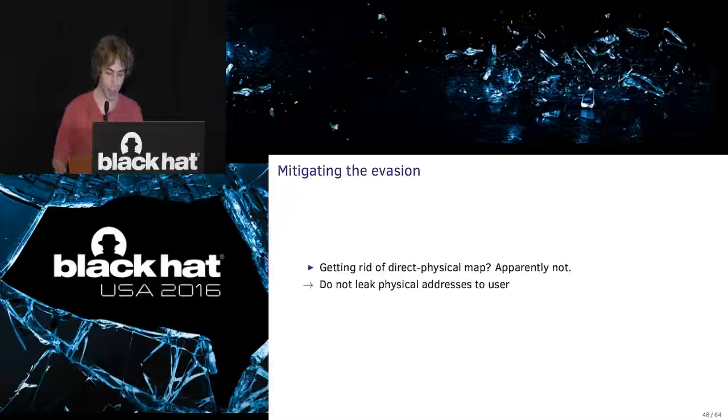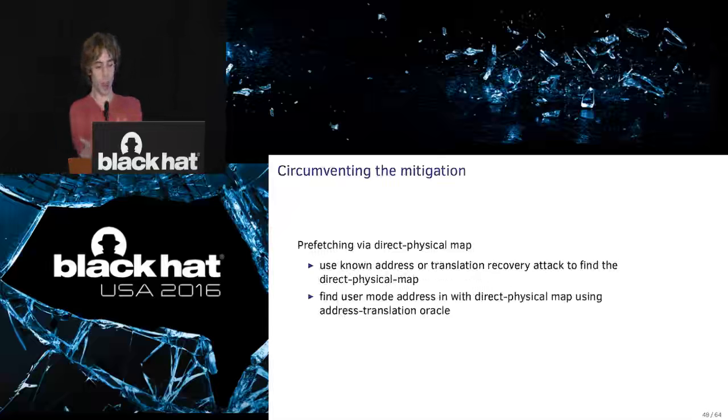Perfect, problem solved. So what we can do now is circumvent this mitigation, because it's not really a good mitigation, and we can determine physical addresses or direct physical map addresses using prefetch. We use our translation recovery attack to find the direct physical map if we don't know where it is, if the base offset were randomized. Usually it is not, so we can skip this step and do the second step right away. We search for an address in the direct physical map that we prefetch, and then we access our user space address, and we will observe a cache hit.